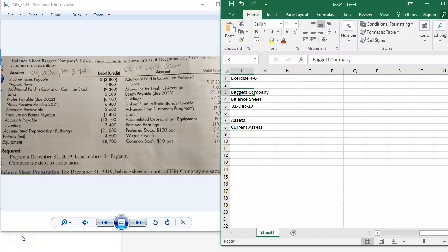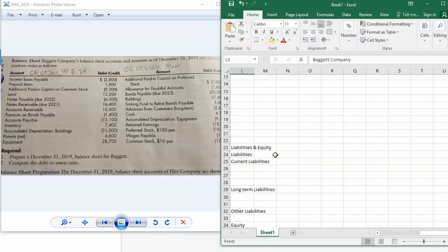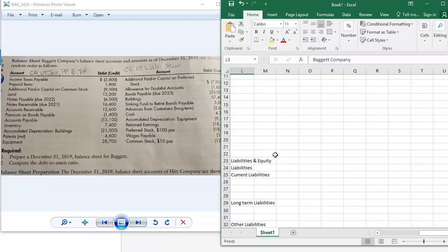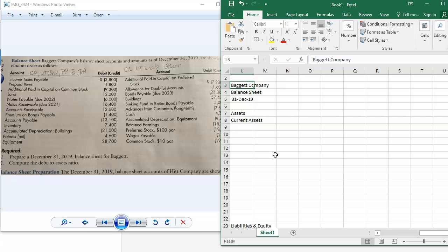This is exercise 4-6. So we have to do, using the information given in the exercise, and it's all scattered, sadly, we have to do a balance sheet for the company at December 31st of 2019. So in order to save a tiny bit of time, I went ahead and put the title in and then some of the categories. So as you see going down, there's some categories. And I'll have to shift things around, move things around a little bit as we start filling everything in.